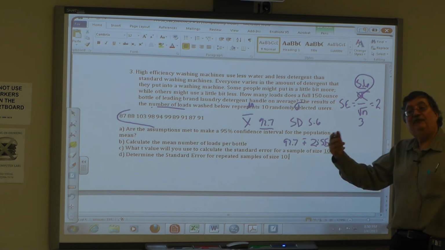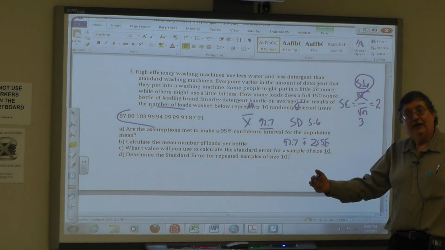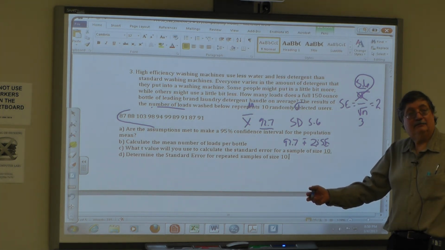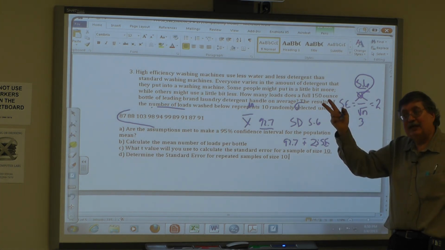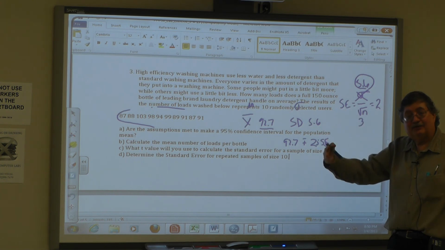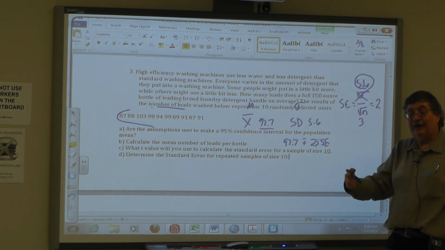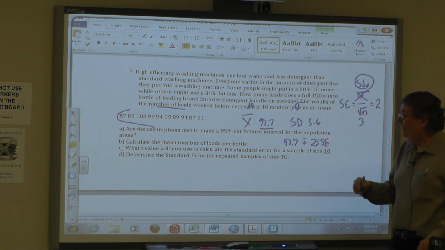If it was an infinitely large sample, it would be what? It would be 2, because that would be the same as the mean, right? It would be the same as the population. If you repeatedly sample enough, it'd be the same as the population.